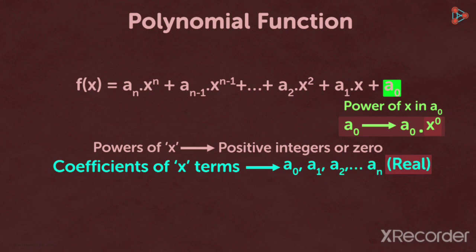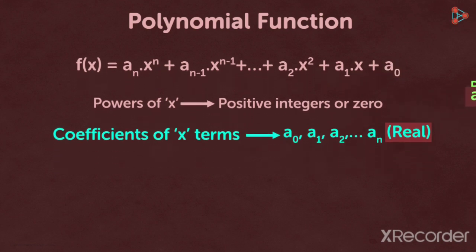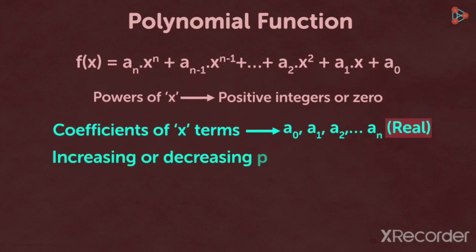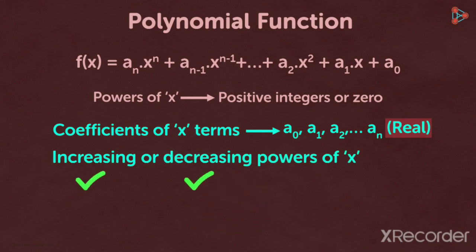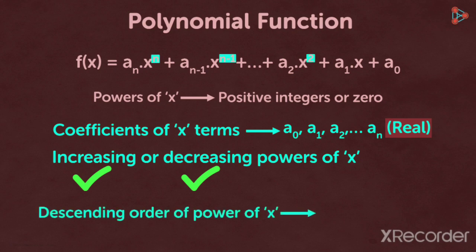Now, in what order do we write the terms? Should the terms be written in increasing or decreasing powers of x? Both the ways are mathematically correct since they result in the same function. In our video, we have chosen to write the function in the order of decreasing powers of x. Writing the terms in descending order of power is called the standard form.